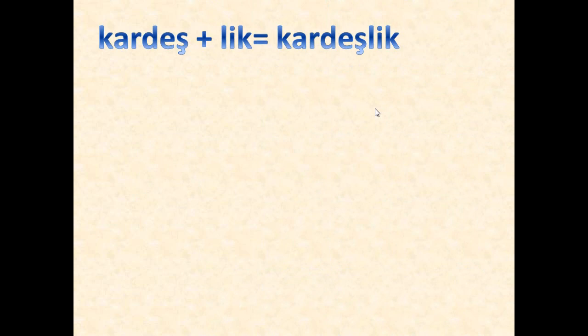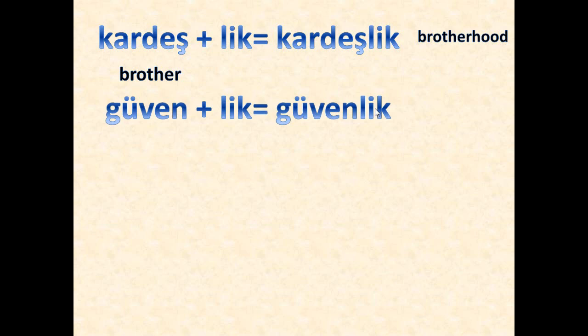We have kardeş plus lik, which becomes kardeşlik. Kardeş means brother or sister. And kardeşlik means brotherhood. We have güven plus lik becomes güvenlik. Güven means trust. Güvenlik means safety or guard, security, the person. Also, it means the noun safety.